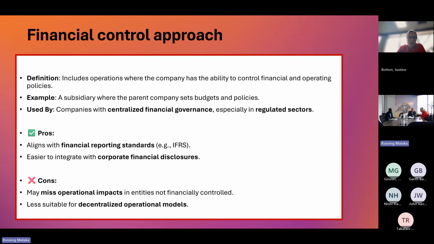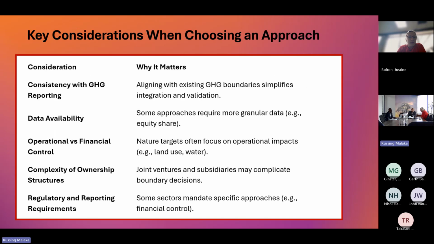The cons, as mentioned, are that you may miss certain operational impacts in entities that are not financially controlled, and it's less suitable for decentralized operational models. Again, it comes down to what kind of company and sector you're in and how your company operates. Next slide, please. I think I missed a slide there.